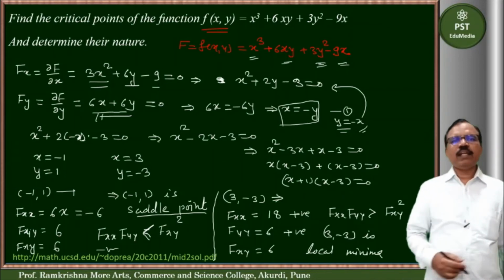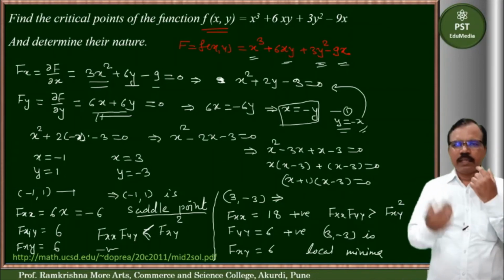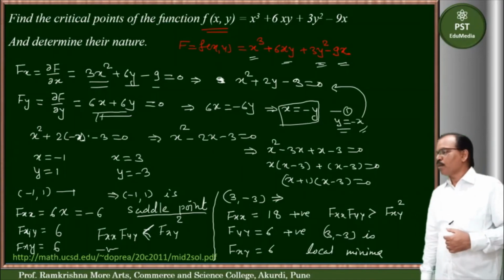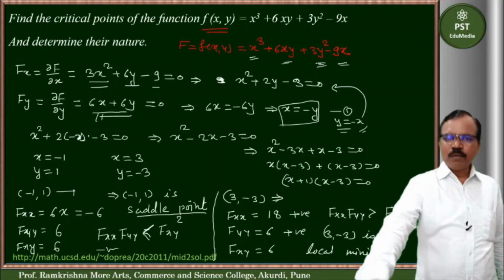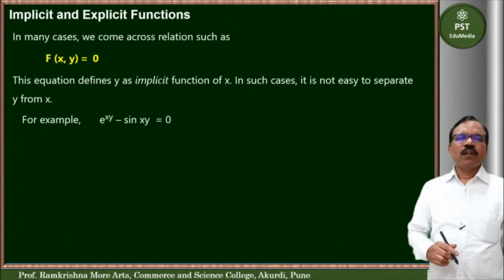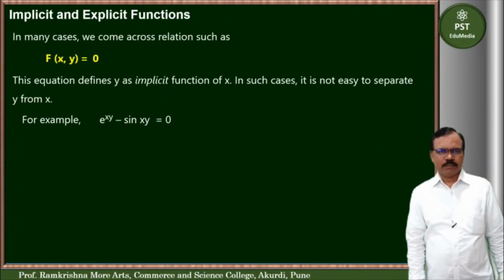So in this way, we can find critical points of a two variable function and we can determine their nature also. So this is about critical points. Now we'll go to implicit and explicit functions.